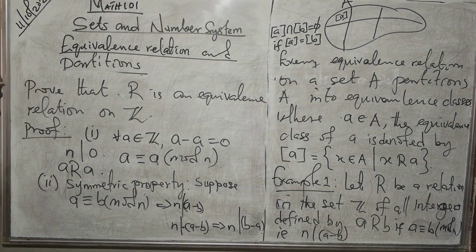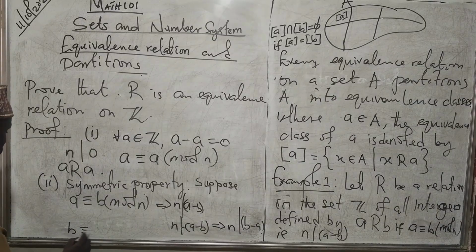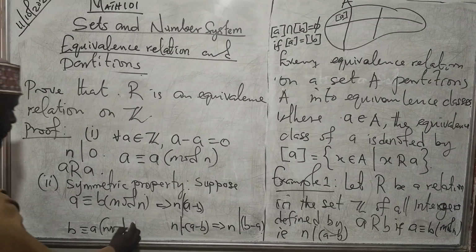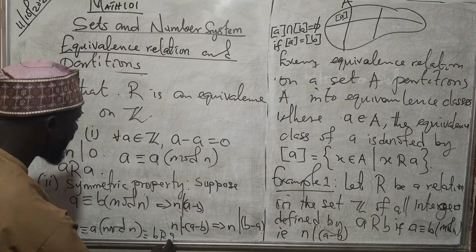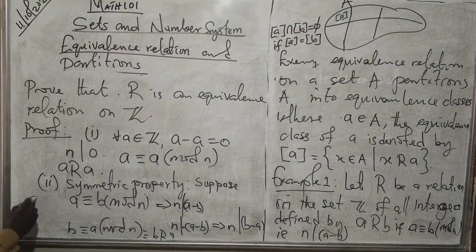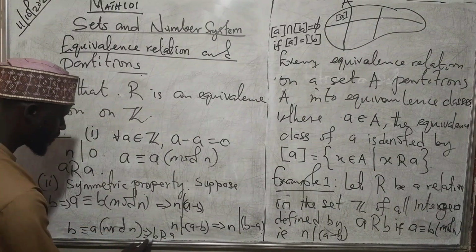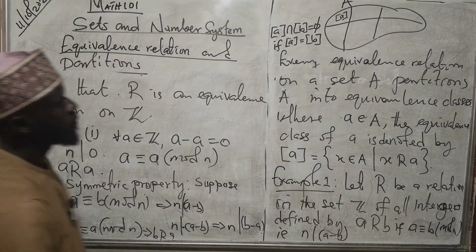And what does that mean? That means B is congruent to A modulo n. Which means what? B is related to A. And here we have A is related to B. So A is related to B implies B is related to A. We have proved the symmetric property.